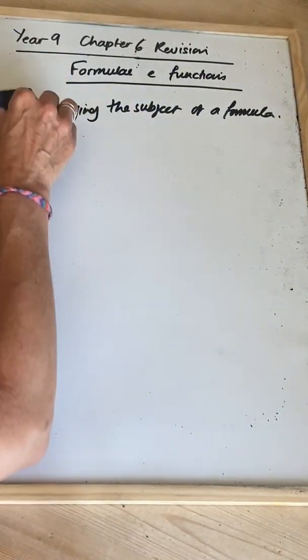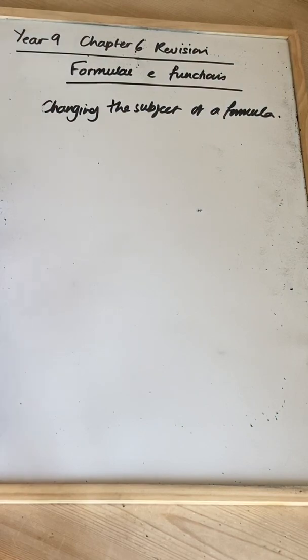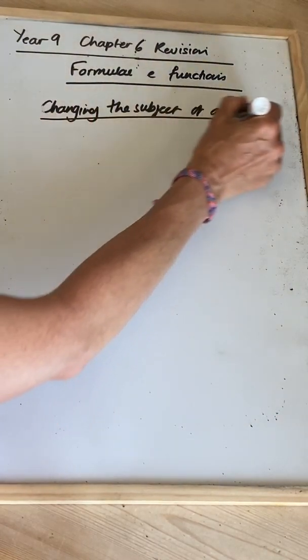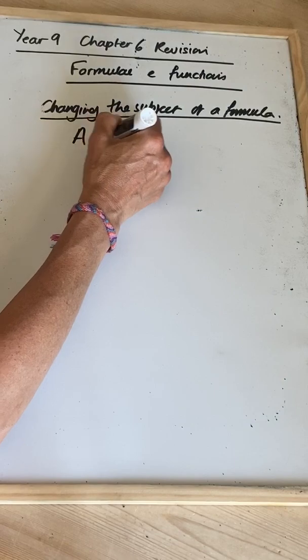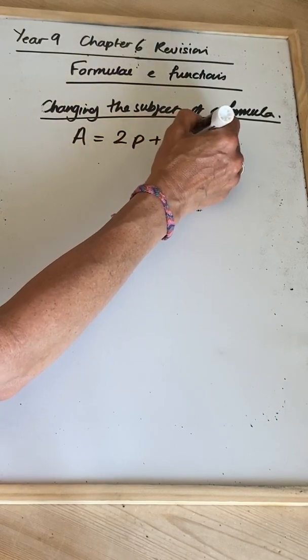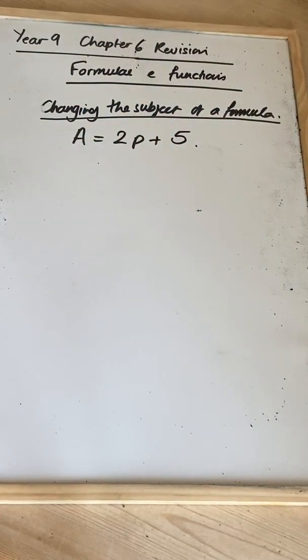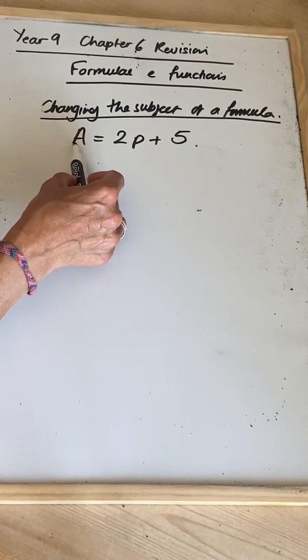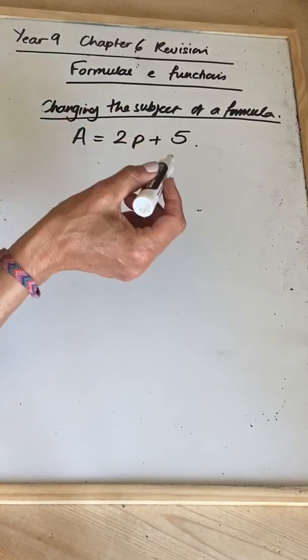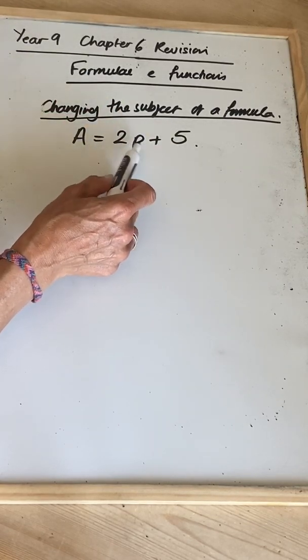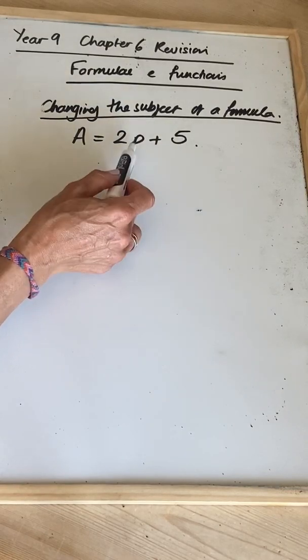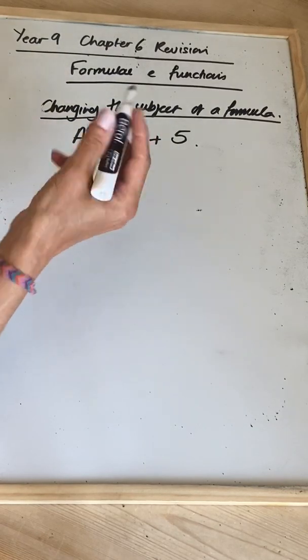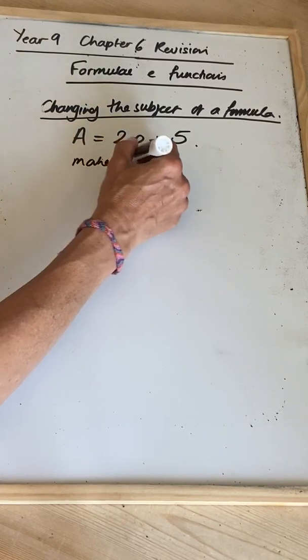Okay, so first thing, changing the subject of a formula. This is where you're given a formula. Remember, formulae usually relate to real life. They're usually telling us something about real life. What you invariably start with is a formula that gives you something as the subject. So this one here has got A as the subject, the thing on its own. And what you usually need to do is change the subject to be one of the other letters in the formula. This is a relatively simple formula. So we're going to make P the subject.